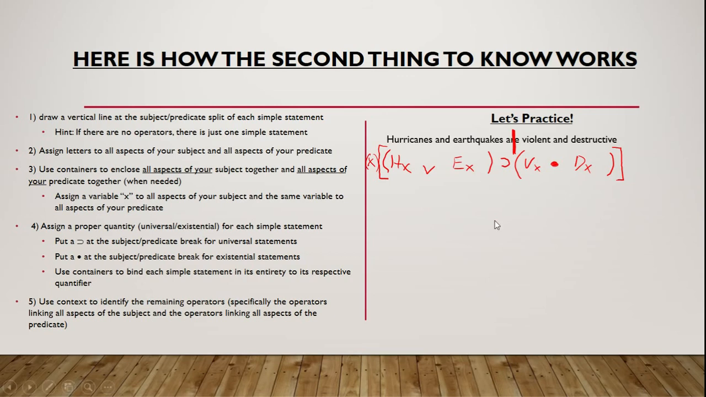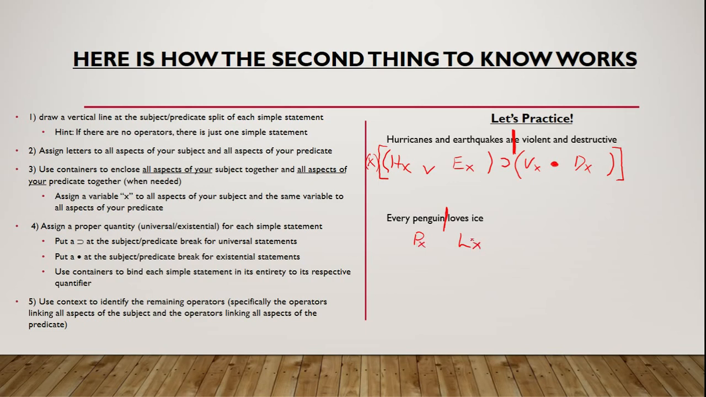All right, next example. Every penguin loves ice. We got this. Step 1, draw a vertical line at the subject predicate break. We got every penguin, what do? They love ice. All right. Step 2, assign letters to all aspects of your subject and all aspects of your predicate. We have P for penguin, L for loving ice. Use containers to enclose all aspects of your subject together and all aspects of your predicate together when needed. Don't need it. Assign a variable x to all aspects of your subject and the same variable to all aspects of your predicate. Px, Lx.